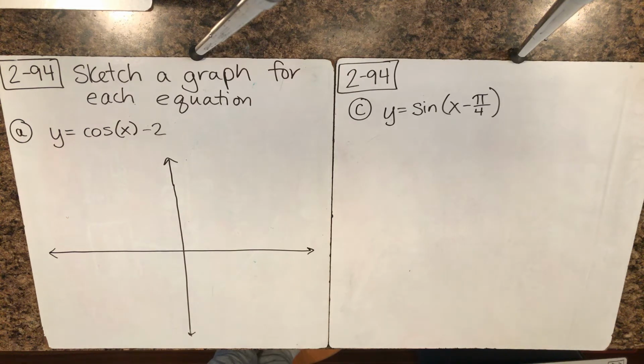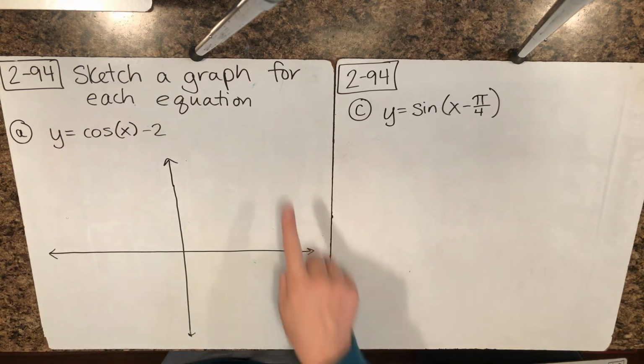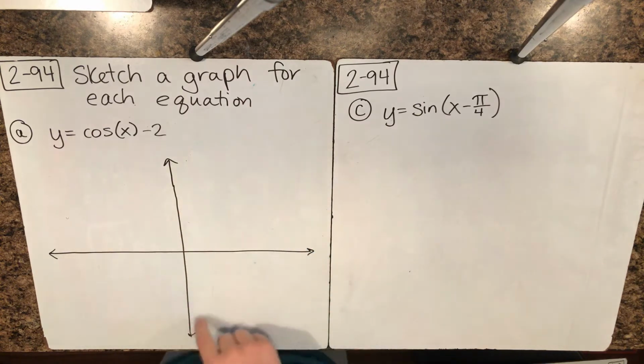Hi guys, this is lesson 225 from Honors Pre-Calc. We are talking about the sine and cosine, or sinusoidal, graphs. And we're going to start by talking about question 2-94 from the book. They want us to sketch a graph for each equation.